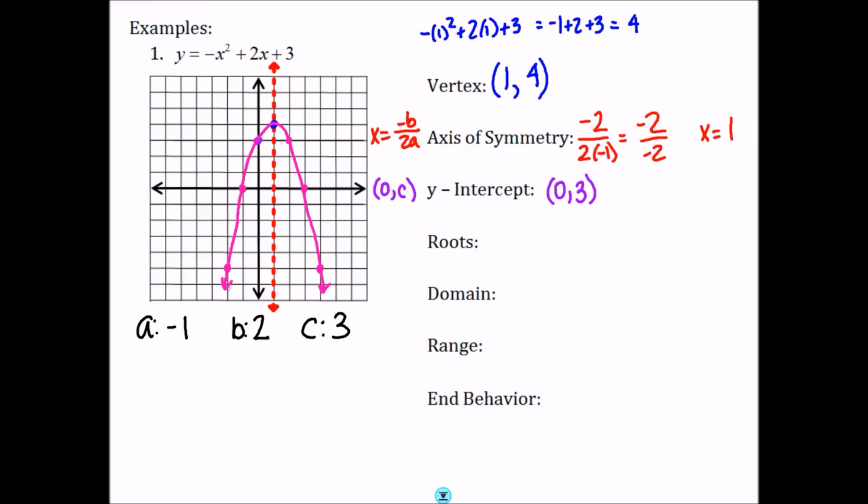And now that we have graphed the parabola, we can go ahead and figure out the roots, the domain, the range, and the end behavior. Remember that roots are the same thing as x-intercepts, which are these 2 points here, which are (-1, 0) and (3, 0).